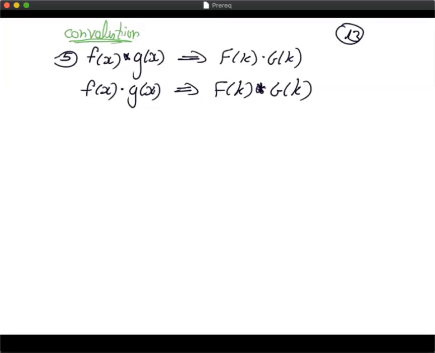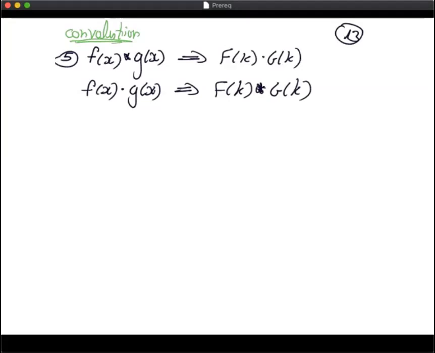All right. In the same way, if we have multiplication in the time or spatial domain, then that will be a convolution in the frequency domain. So any multiplication in one domain will be a convolution, and any convolution will be a multiplication. Again, the reciprocity between the two. Does that make sense?